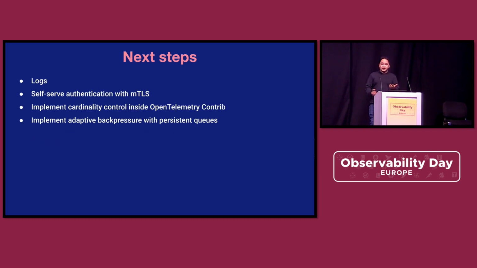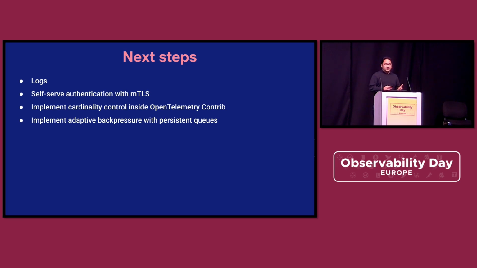Yeah, so some of the next steps we want to tackle in our pipeline is to also handle logging. We have a custom logging platform inside Observe, and we want to send our logs from Cloud Run there as well, to have better visibility into all the signals. Also, we want to set up self-serve authentication via mTLS. Right now, we are using basic authentication, and it can get quite messy, so we want to improve that.